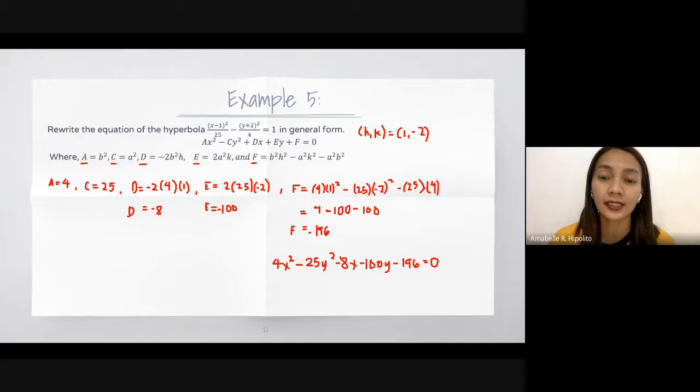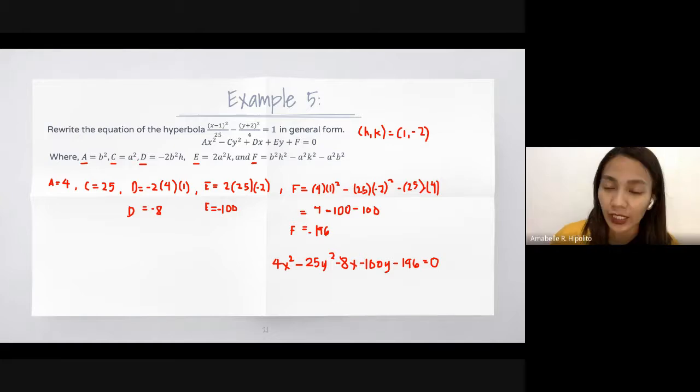And then that's it. Ano po, while in method B, you're going to make use of the values of A, C, D, E, and F. So you can use either of these two methods, kung alin yung para sa inyo, kung alin yung easiest way in rewriting from standard form to general form.